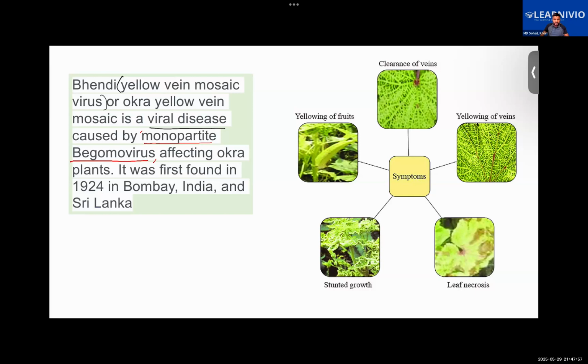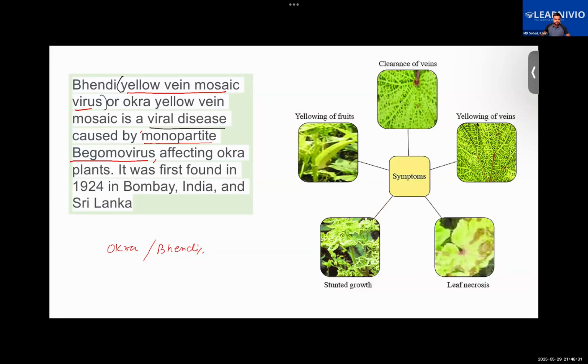Okay, now, so that the context is not missed, I usually mention the name of the microbe or the pathogen responsible for it. But you have to memorize this: yellow vein mosaic virus. Yellow vein mosaic is a disease that usually infects okra. Okra, we call this bhendi also. Some of you might be aware of this word, bhendi. It is the local name of okra here in northern India, particularly.